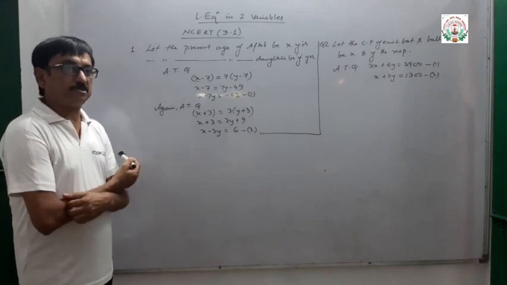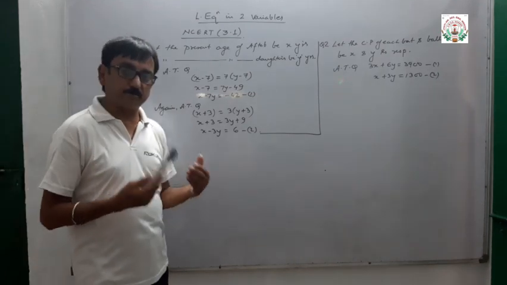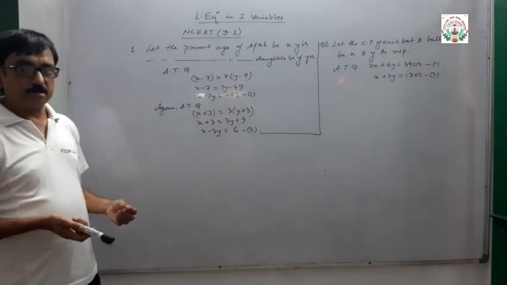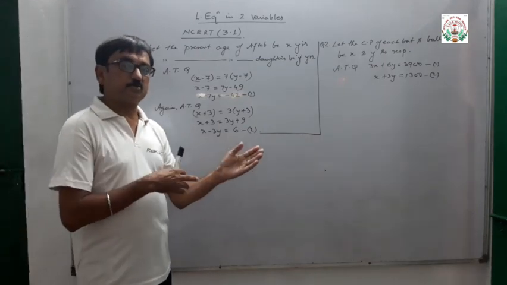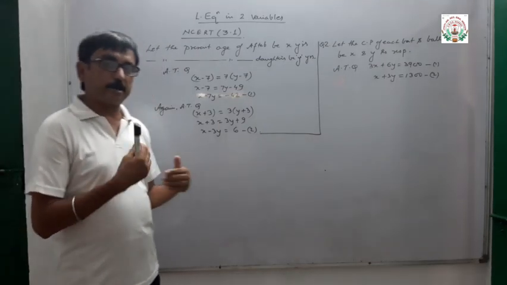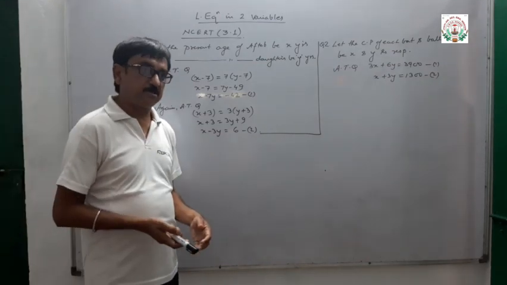And if all the three ratios a1 by a2 equals b1 by b2 equals c1 by c2 are equal, then we can say that the two graph lines are coincident lines or overlapping each other and the system is said to be consistent.